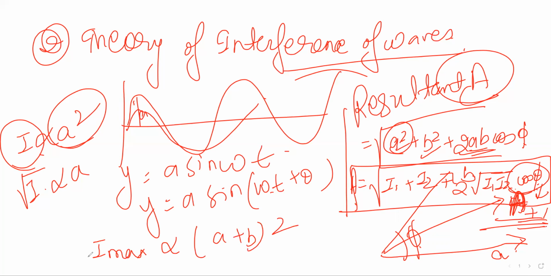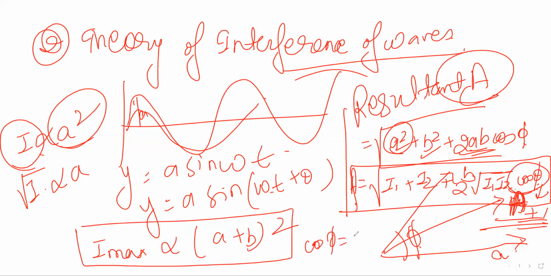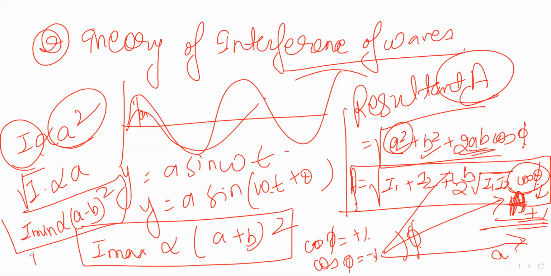And for the destructive, this is for what? For constructive, when cos phi value is plus 1. And for destructive, cos phi value will be minus 1. That time it will not be maximum, that is a minimum. I minimum will be what? A minus B whole square. This is for my destructive.